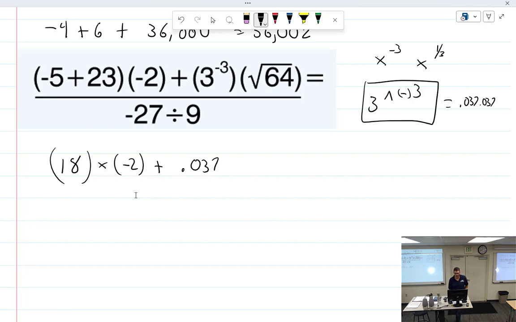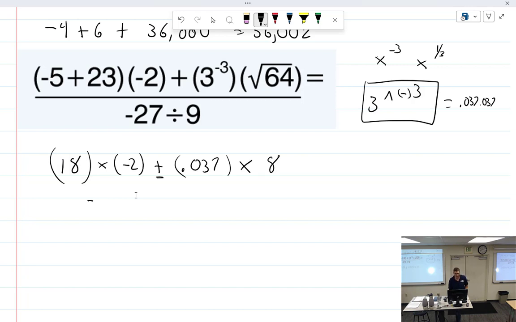All right. 0.037 times the square root of 64. 8. And we know how to get that, right? So 8. So let's have a plus right here. So we're going to do multiplication first. So 18 times -2.